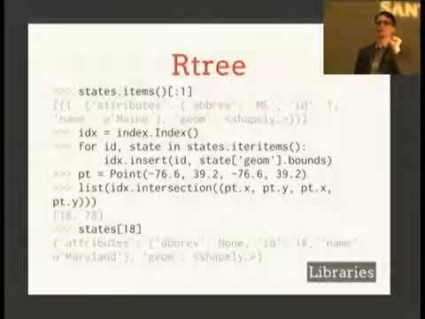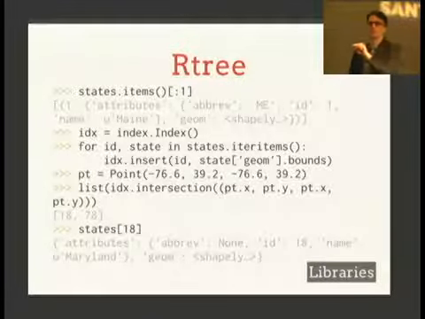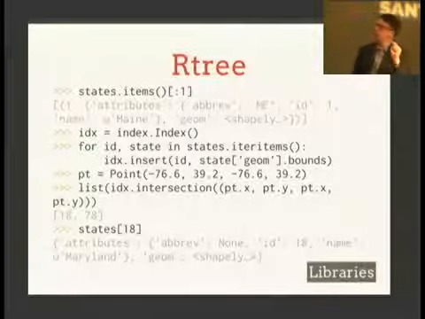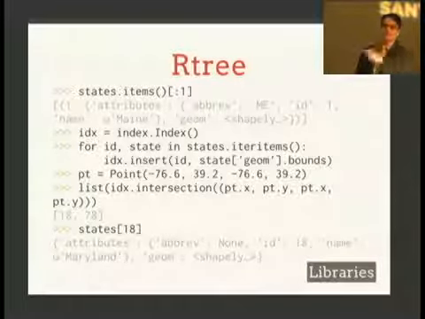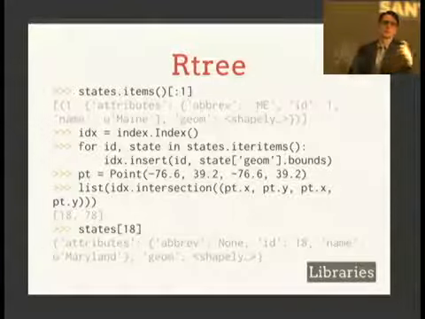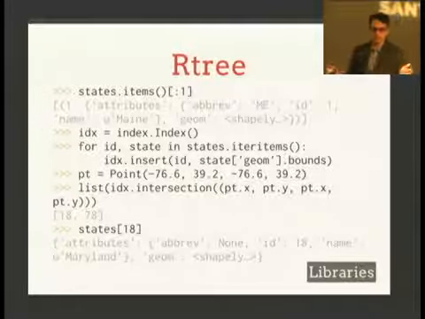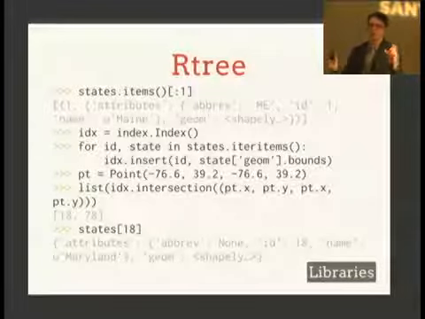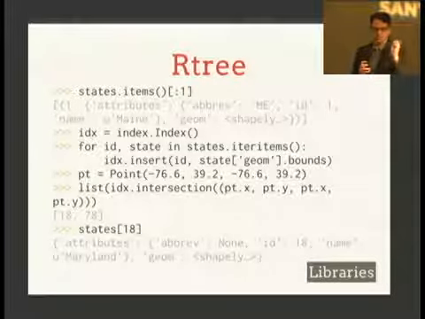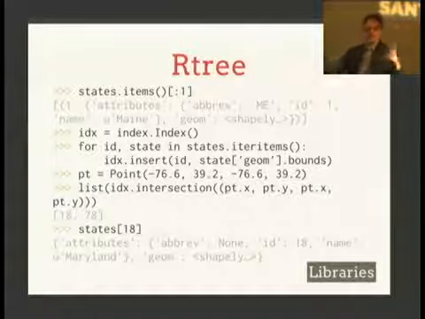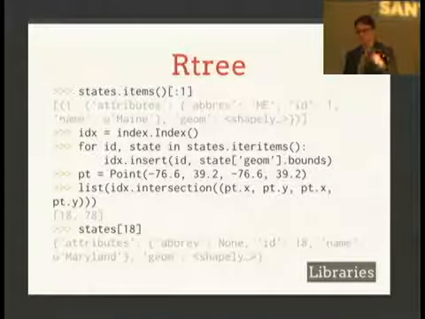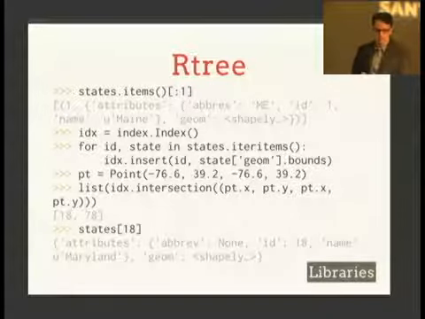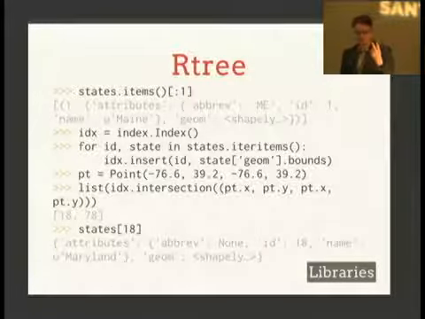And then let's say we have a probe. We want to find out which state is that point in. So we create our point, and index.intersection is essentially that bounding box query. It's an iterator, so we call list around it. And the method call is dot intersection and then a bounding box. Since we have a point, we can sort of fake a bounding box by repeating the x and the y. And then that returns 2 objects.